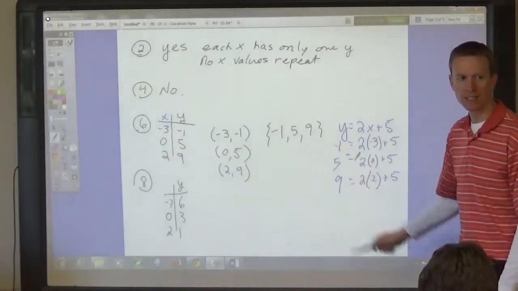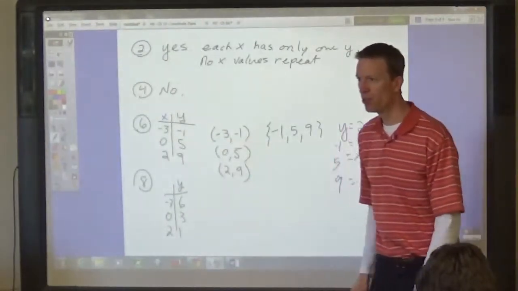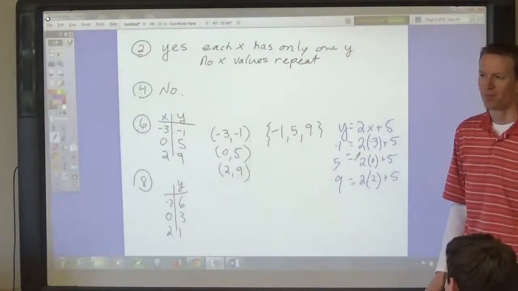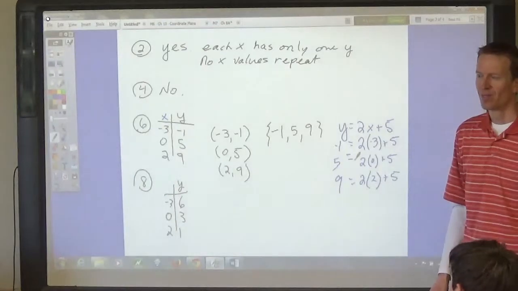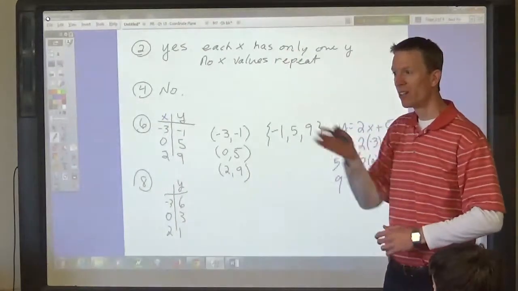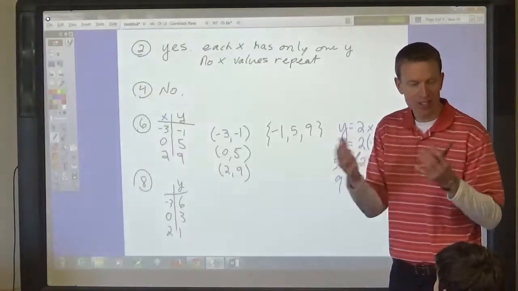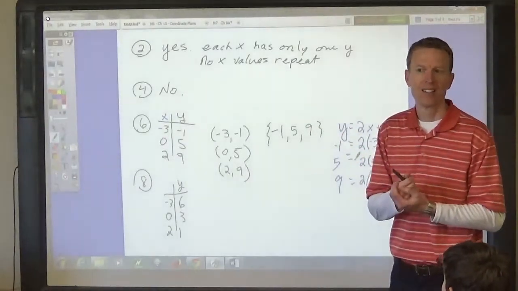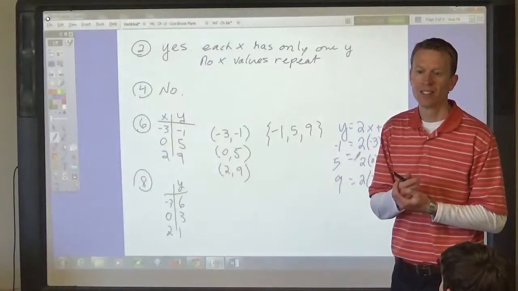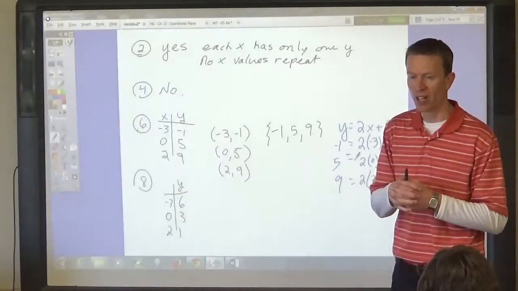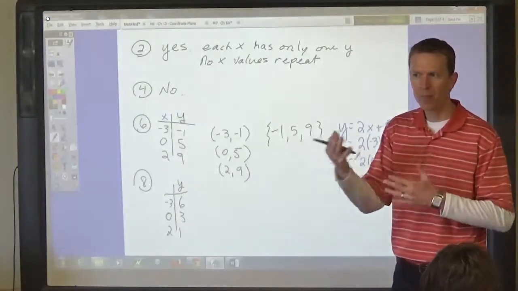Now, what if it said to graph these? What would you do? Mark those as points and draw what? Come on, 7th graders. Draw the line. Connect the dots.